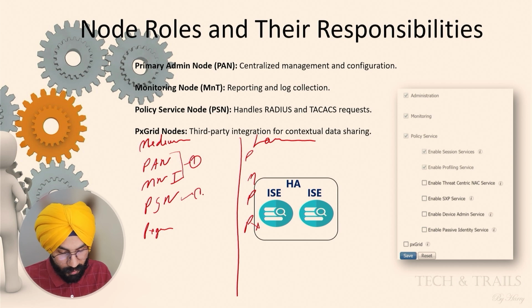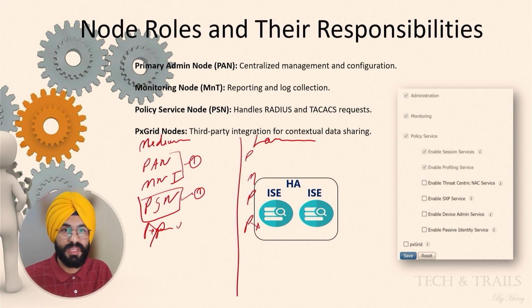In a medium deployment, in most cases we use one node for the PAN and MNT services. For PSN, we use a dedicated node, and we can enable the pxGrid service on the same PSN or any of these nodes if pxGrid is required. If not required, then we go with a dedicated PSN. Based on the deployment size, we can go with multiple PSNs, 5, 10, or 20, based on the requirement. Mostly 10 or 20 belong to the large deployment, so for this kind of deployment we can say 4 to 5 PSNs, where PAN and MNT are shared on the same nodes.